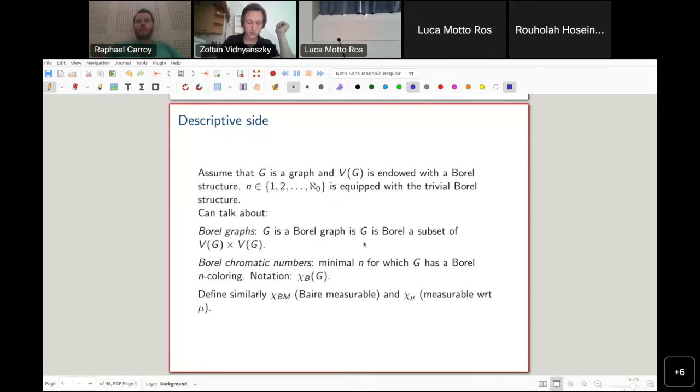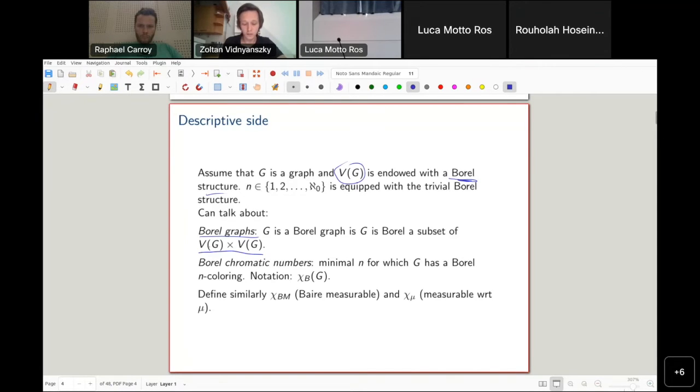More precisely, assume that we have a graph and a vertex set endowed with a Borel structure. Then we can define a notion of a Borel graph, because a graph can be identified with its edge set, and this edge set is a subset of the product space, which also has a Borel structure. We define a graph to be Borel if this edge set is Borel.